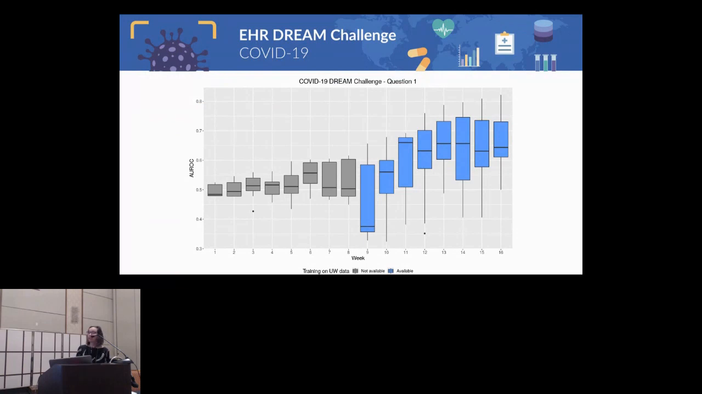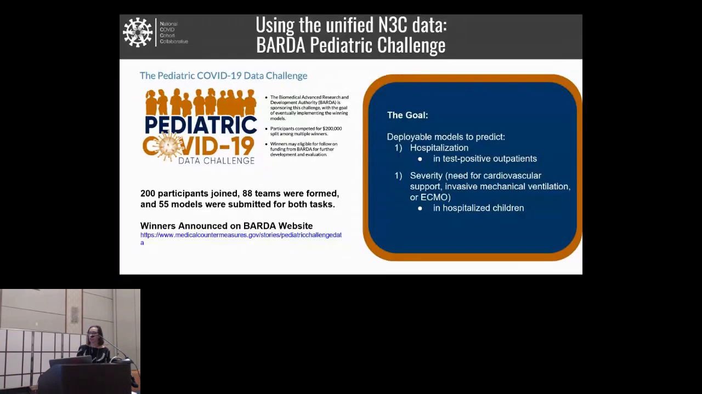Okay, so then the N3C was instantiated. And next, BARDA wanted to do a challenge with us. This was a pediatric challenge to look for deployable models to predict hospitalization in positive pediatric patients, and second, to predict severity, such as the need for cardiovascular support, invasive mechanical ventilation, or ECMO in hospitalized children. That challenge has concluded, and the winners have been announced on the BARDA website. We had 200 participants with 88 teams, and 55 models were submitted for both tests. It was really exciting to see the N3C data used in a challenge.